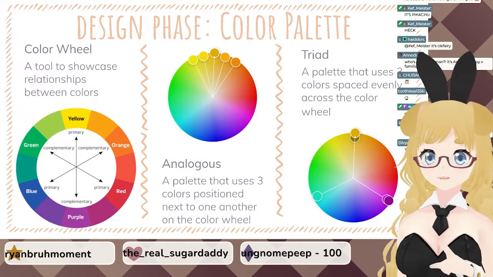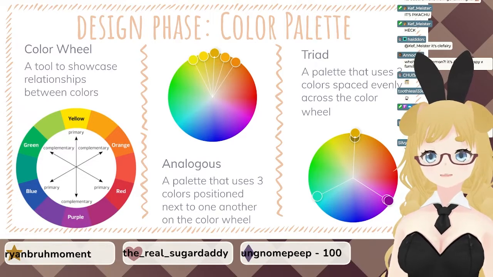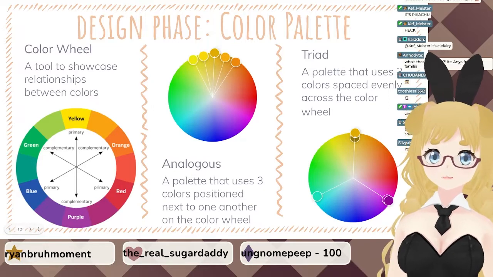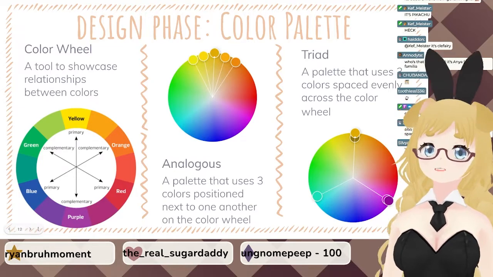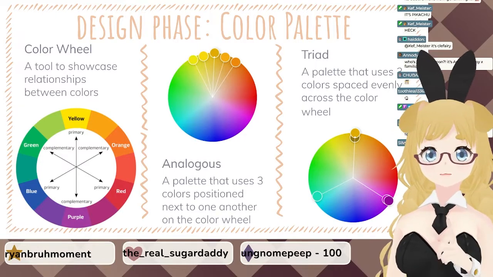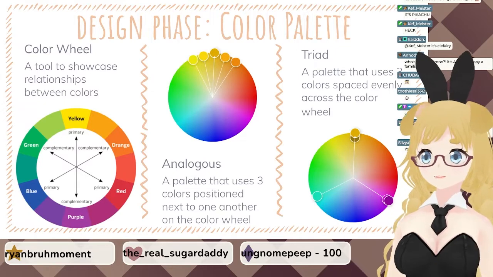So primary colors can make complementary colors, right? So we can see here on this wheel, we have yellow up top, we have blue on the bottom left and red on the bottom right, and then between them are the complementary colors. And a lot of color palettes use primary and complementary colors to create a visually pleasing palette.